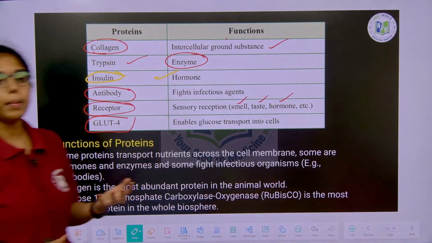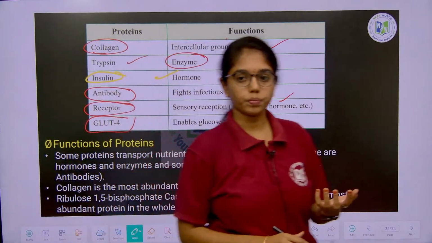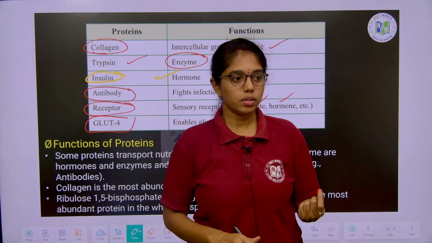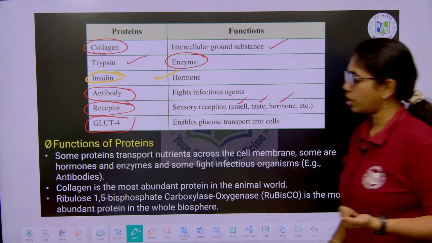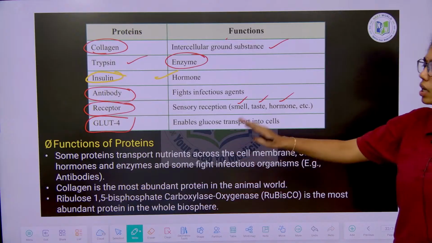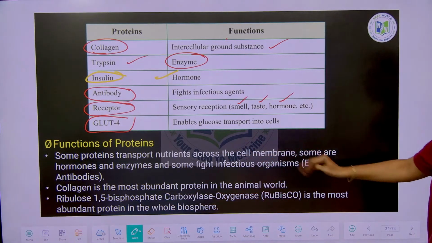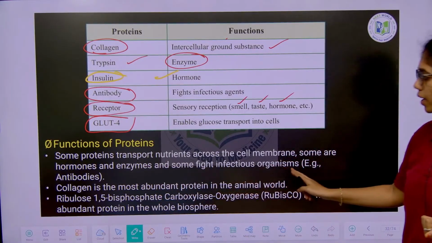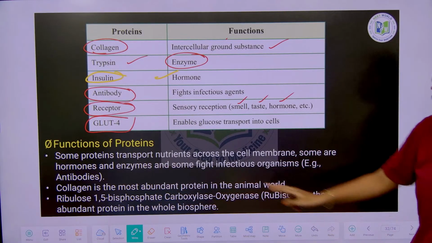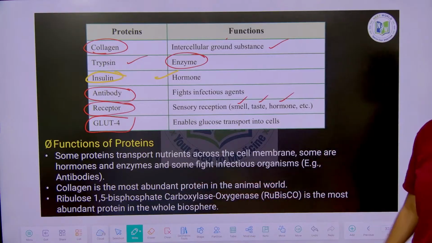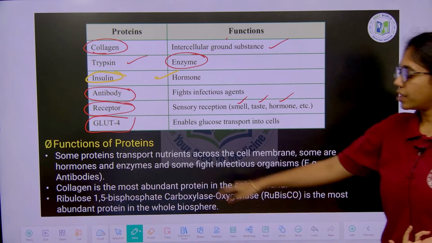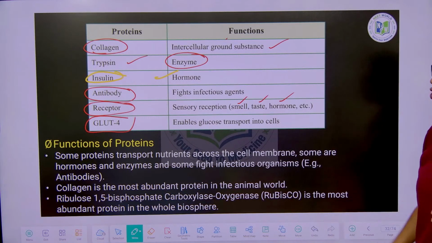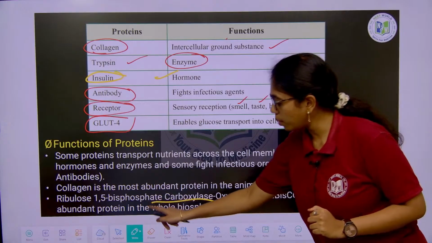What is the world's abundant protein? Rubisco. Abundant protein in the animal world? Collagen. And these are the diversity of the functions. Look at the statements once. Some proteins transport nutrients across the cell membrane. Some are hormones and enzymes. Some fight infectious organisms, for example, antibodies. Collagen is the most abundant protein in the animal world. Rubisco, that is ribulose 1,5-bisphosphate carboxylase oxygenase, is the most abundant protein in the whole biosphere.